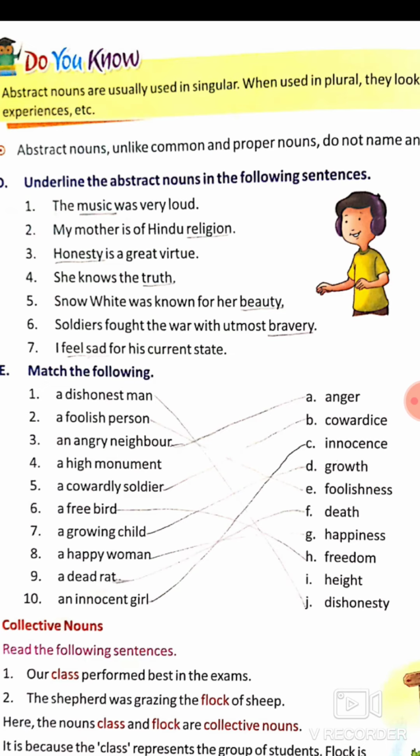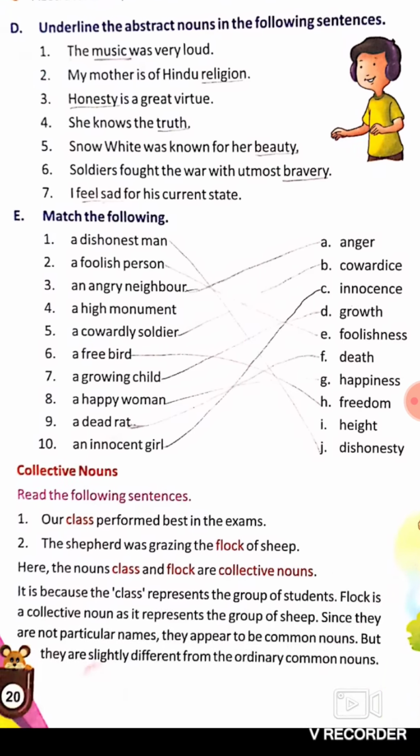A foolish man means foolishness. An angry neighbor means anger. A high monument means height. A cowardly soldier means cowardice. So these are abstract nouns like anger, cowardice, innocence, growth, foolishness, death, happiness, freedom, height, dishonesty. These are abstract nouns.